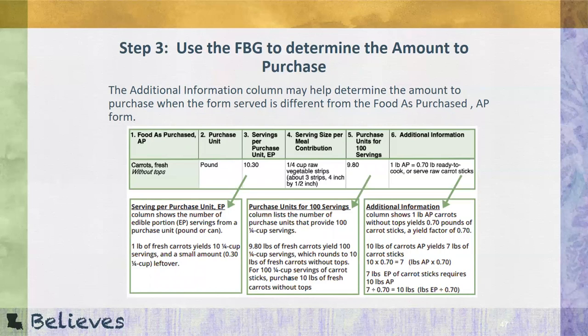Continuing to step three, the additional information column may help determine the amount to purchase when the form served is different from the food as purchased or AP form described. In this example, fresh carrots without tops will be prepared to make carrot sticks. These fresh carrots will need to be peeled and trimmed, so not all of the purchased amount is edible. Therefore, for every pound of carrots as purchased in this example, only 0.7 pounds will be creditable as edible vegetables.